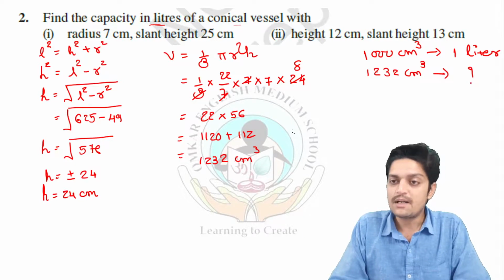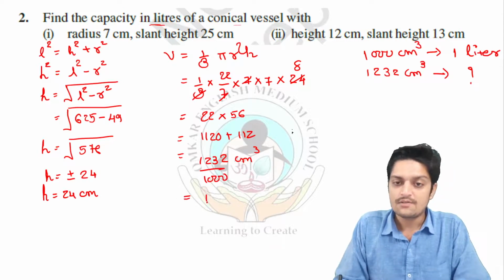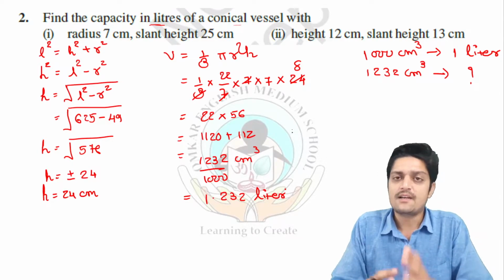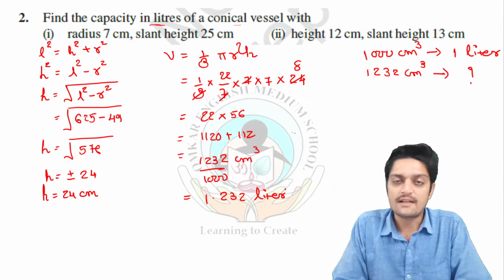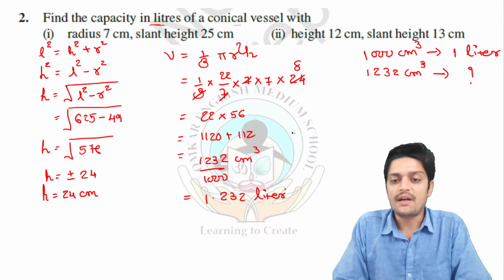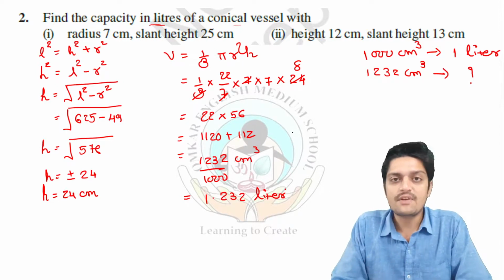If you cross multiply, then 1000 will come in the denominator. So in the denominator I will write 1000. So 1.232 liter. 1.23 is almost 1.25. So this vessel has a capacity of about 1.232 liter. This is your final answer, and now you have to write in statement form that the capacity of this conical vessel is 1.232 liter. I hope you understood both of the questions.